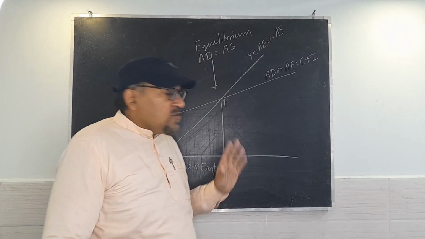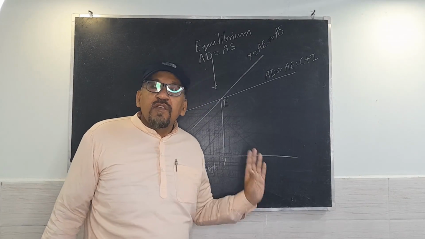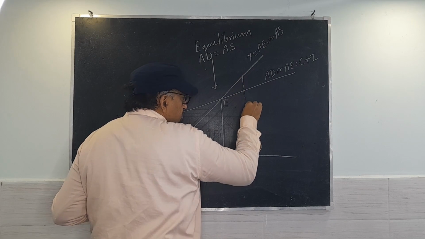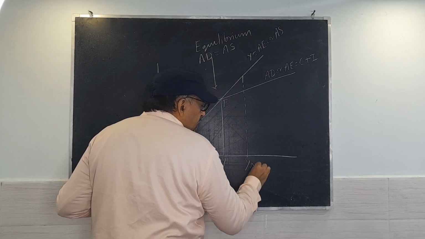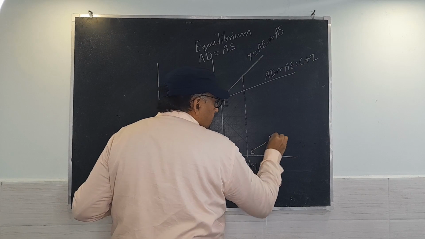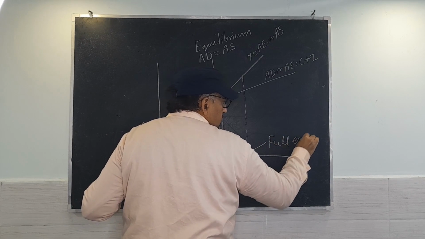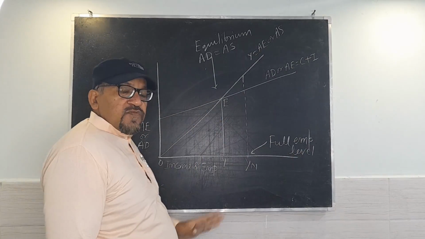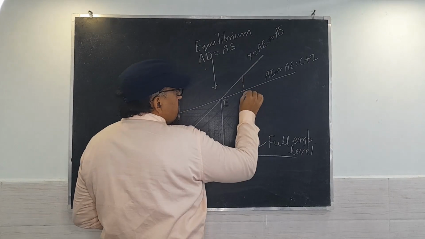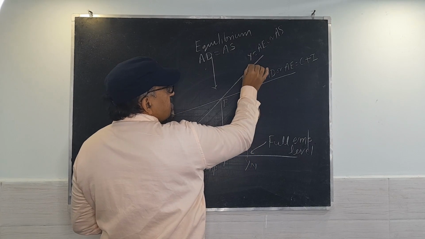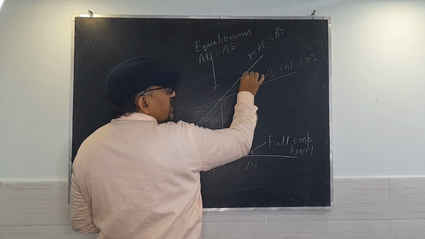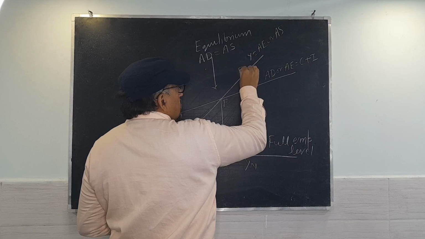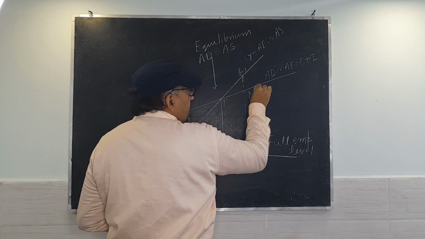But now suppose this is not the level of full employment. Full employment is, suppose, here at this level N. This is the full employment level. At this full employment level, we can see that there is a gap between aggregate supply and aggregate demand, or income and expenditure. This is, suppose, point E1 and this is N.